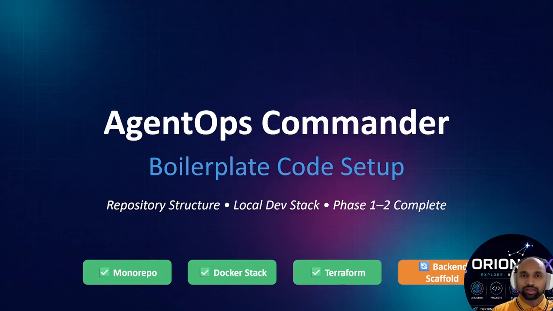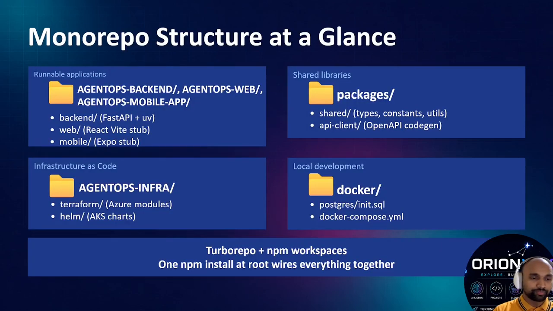And for the IaC, that is infrastructure as code, we are using Terraform. I have done the backend scaffold, the folder structures and basic components. I just created them, not installed. Okay, the monorepo structure, if you see, along with this, I can show you in VS Code also.